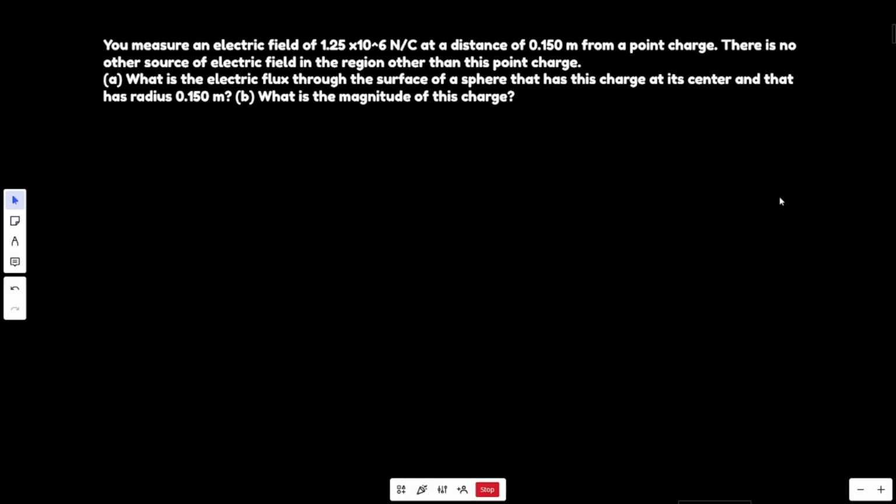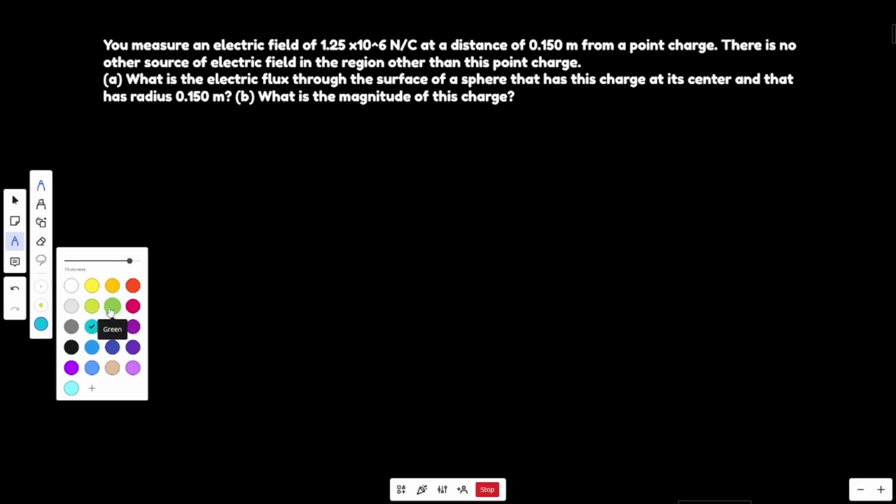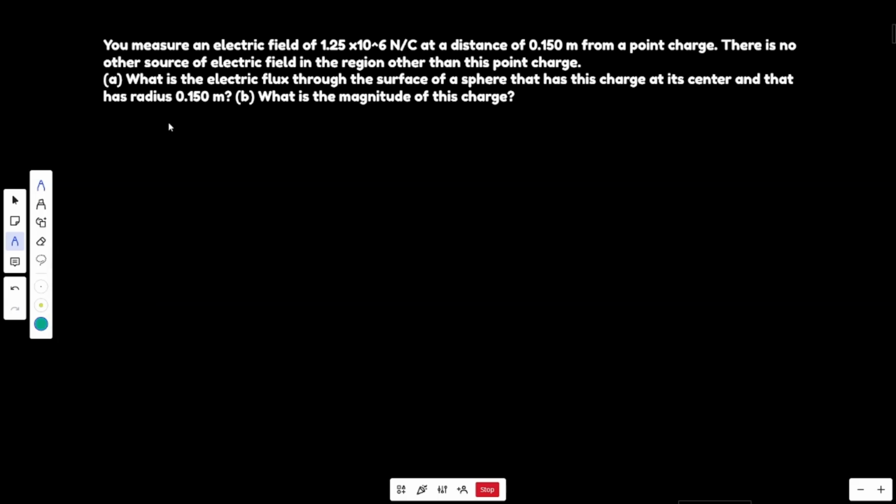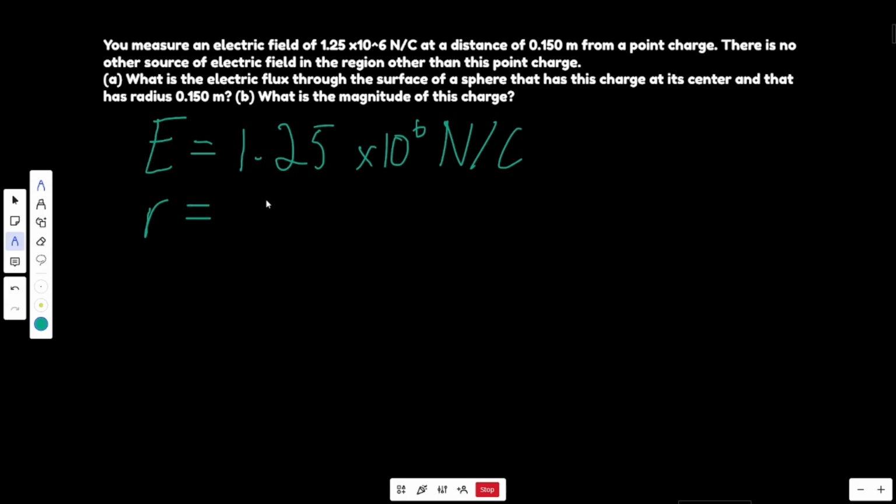Alright, so here, what do we do first in any problem? We have to list down the given. So we know that our electric field is 1.25 times 10 to the power of 6 newtons per coulomb. And we know that the distance from our point charge, or our source of the electric field, is 0.150. Now, there is no other source of electric field, so that means that this is our only charge. The charge that we have emitting this field is the only charge.